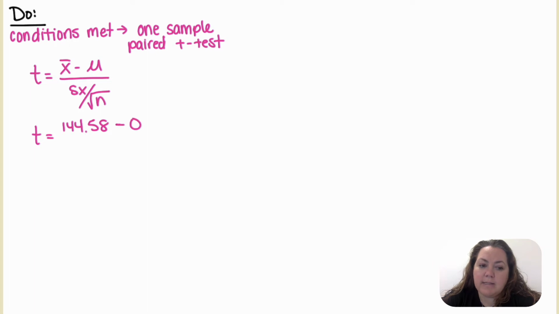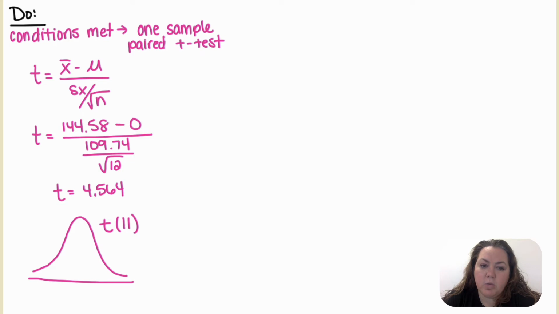144.58 minus 0 divided by my sample standard deviation over the square root of n, which was 12, which gives us a test statistic of 4.564. I'm going to draw my t distribution with 11 degrees of freedom.